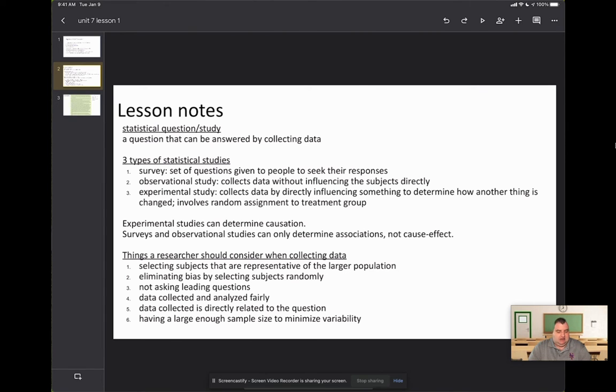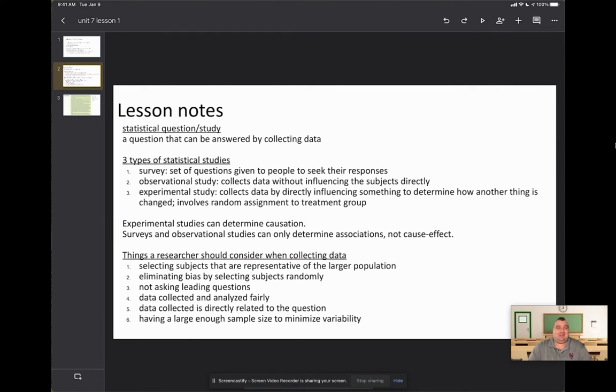The data collected is directly related to the question. That's pretty self-explanatory. Whatever thing you're studying, the data should be related to that thing. Okay? And having a large enough sample size to minimize variability. So basically, the larger the sample size, the better you are.